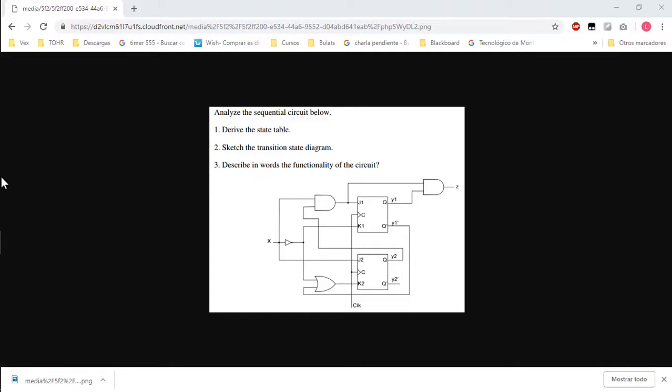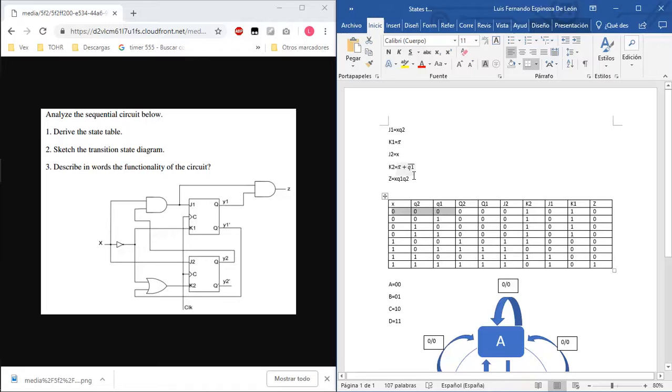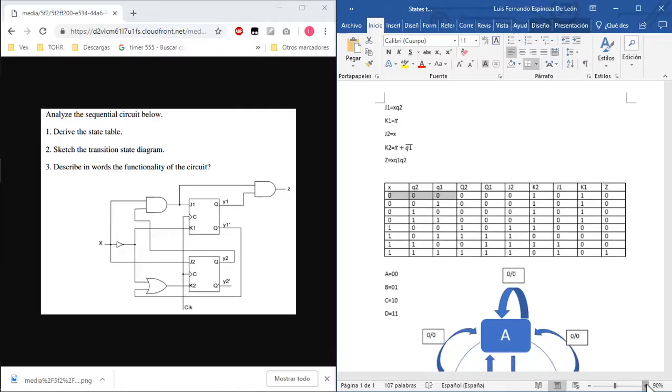Welcome to this video. In this video, we will analyze a real circuit. So, this is our circuit that we have chosen, and we will make its state table and state diagram to see how it behaves. So here we have all the equations and the state diagram. So let's focus on the equations.